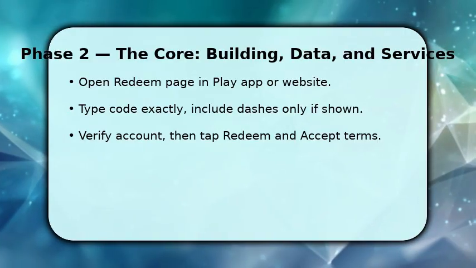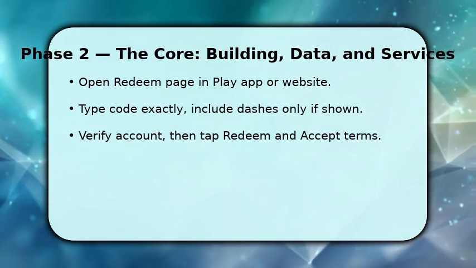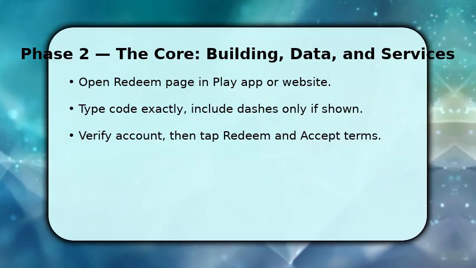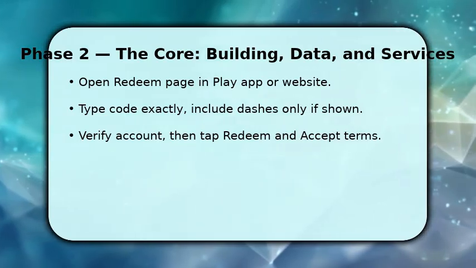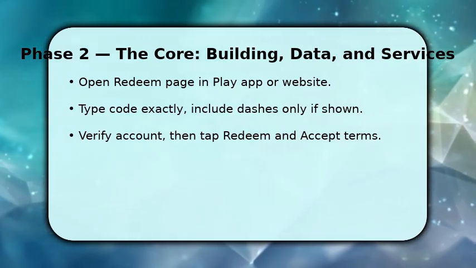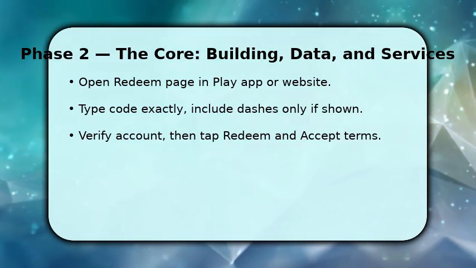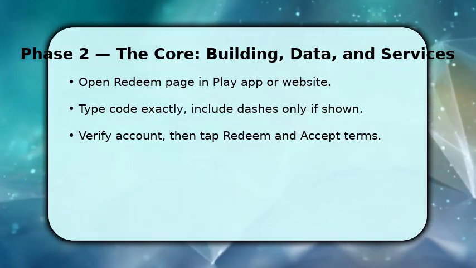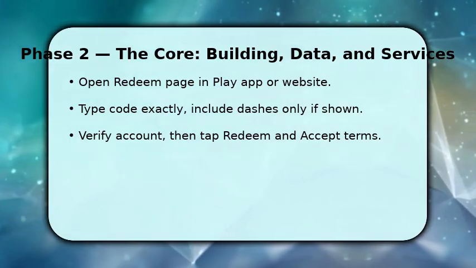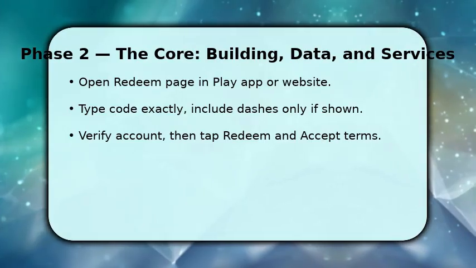Open the redeem screen in the Play app or browser, choose the account if prompted. Carefully type the code exactly as printed, do not add spaces unless shown on card, and double-check each character. Once entered, hit redeem and read the confirmation dialog. Accept terms to apply credit to your balance.